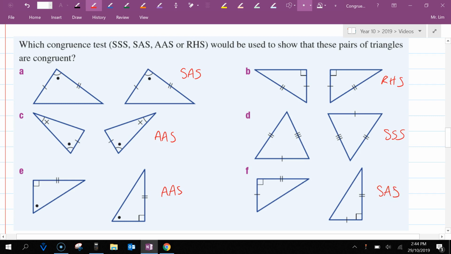So just have a look at question E and F. This might be put in the test to trick you, so just be a little bit careful. Just because it has a right angle doesn't mean it's RHS, because here the hypotenuse is not given. We're not told how long it is or that they are equal to each other. Same with question F. There's no lines going through it, or it doesn't say 4 centimeters and 4 centimeters. There's nothing to indicate that those 2 hypotenuses are equal in length. So it's not RHS.